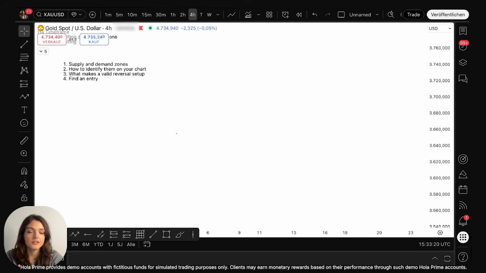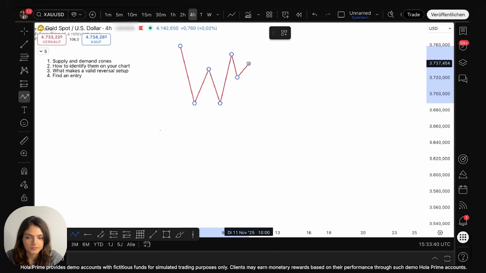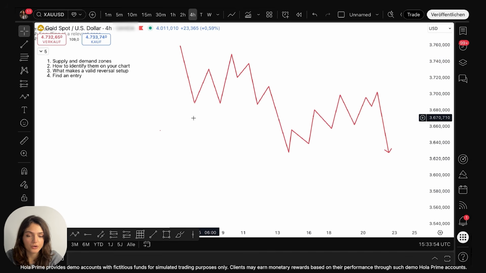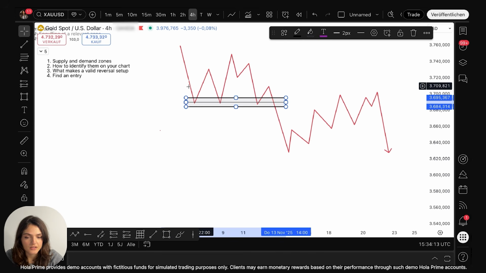So the first thing is supply and demand zones. It's a very basic concept and it's very intuitive once you understand the theory behind it. So let's imagine we have price just moving like this. Okay, so this is a theoretical price chart. We can see that there are certain levels in which price tends to react more often. For example, here. So we see that price has reacted 3 times in this zone. Because it has corrected upwards, we call this a demand zone or a support zone.